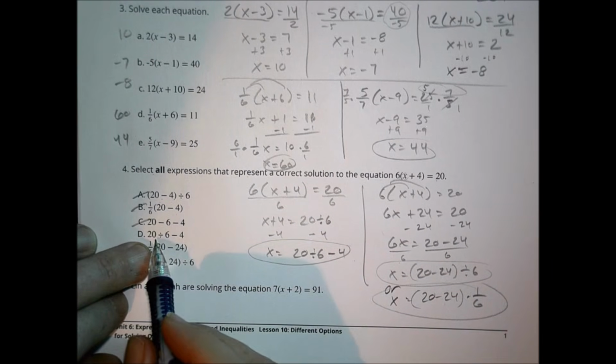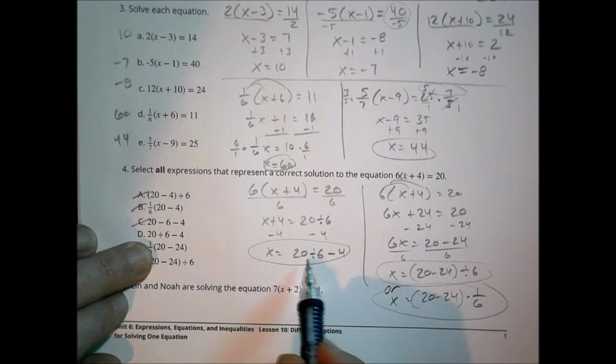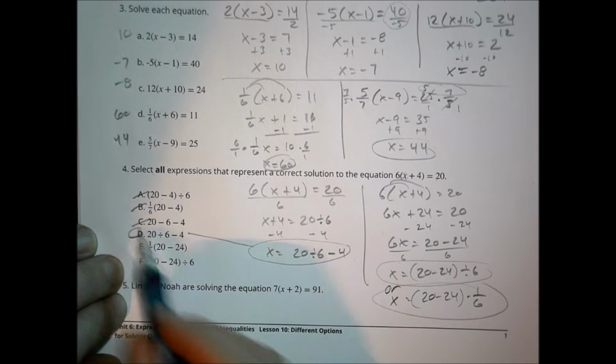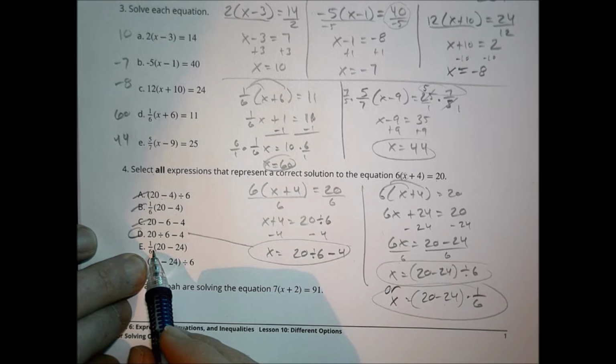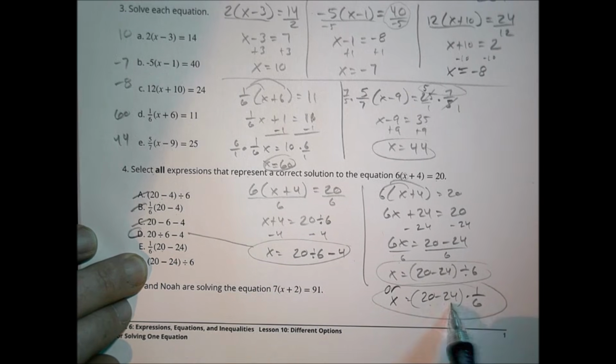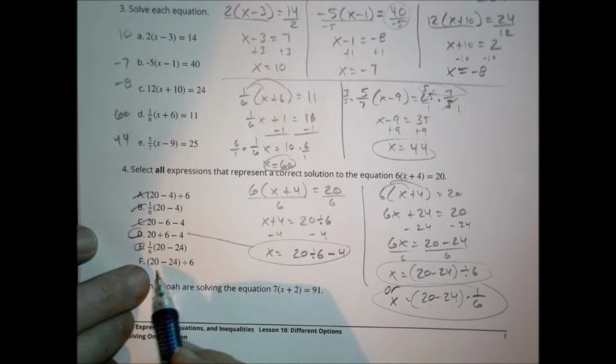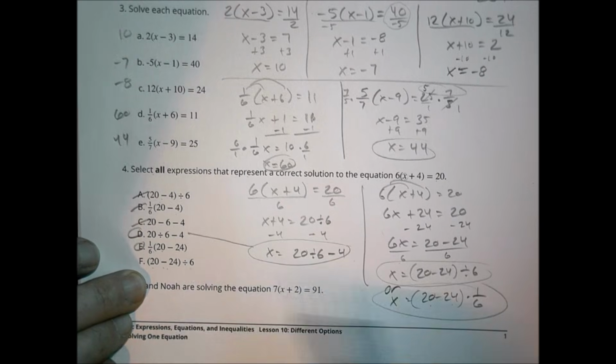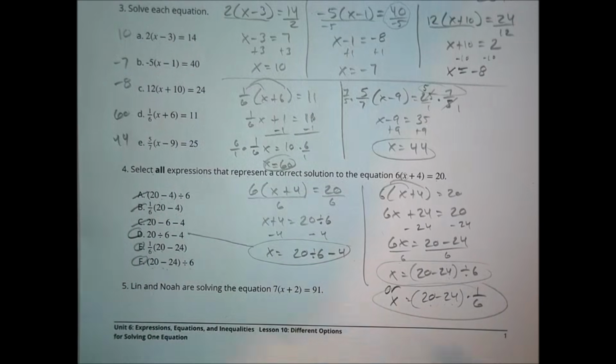Here's 20 divided by 6 minus 4, which matches that one exactly. That works. Here is 1/6 times 20 minus 24. Well, that's here. 20 minus 24 times 1/6. That works. And here's 20 minus 24 divided by 6, which is that one right there. So by just working them out, you can kind of see where your solutions are going to be there.